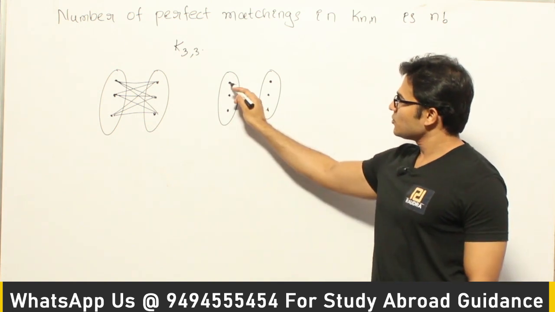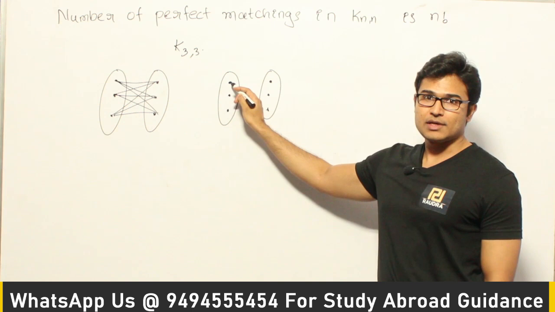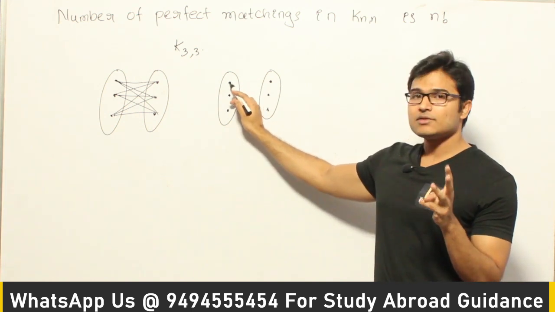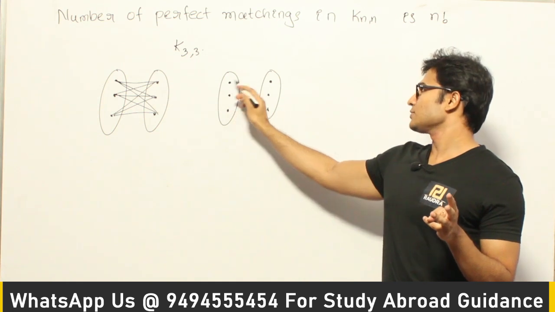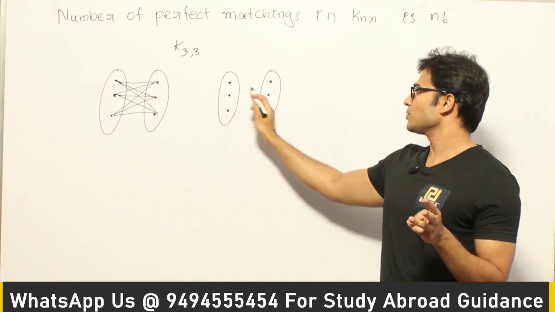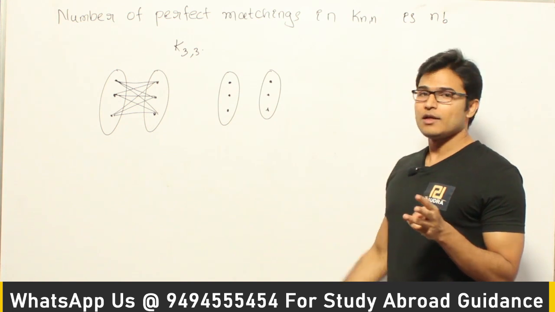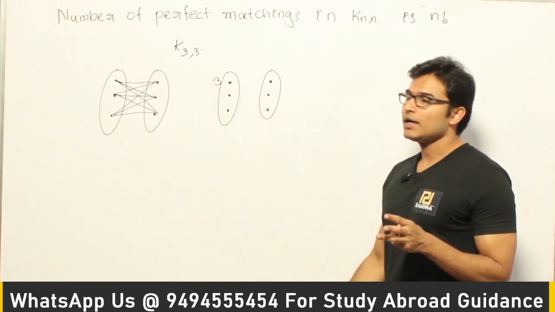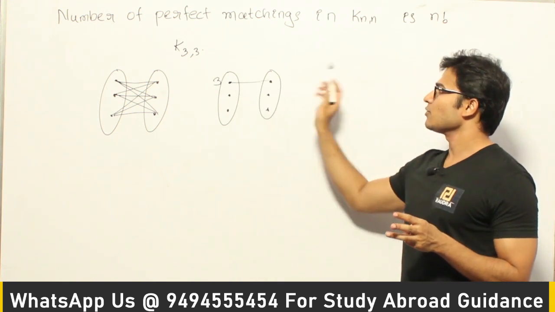Now if I try to start from this vertex, I'll have 3 choices. Either I could select the edge which is connecting this vertex with this vertex, or from here to here, or from here to here, right? Which means this one is going to have 3 choices, right? Let us say it has chosen one of them.